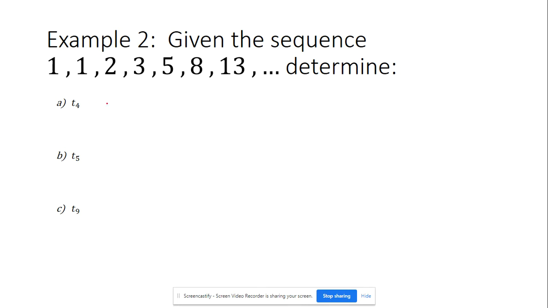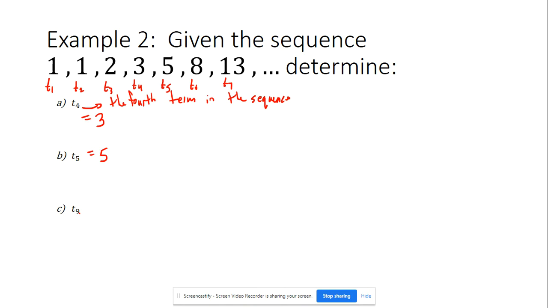What T4 means is the 4th term in the sequence. It doesn't mean the 4th term after this point, it just means term number 4. So this is term number 1, this would be T1, here's T2, here's T3, here is T4. So T4 is just equal to 3. T5, same idea, is equal to 5. This would be T6, this would be T7.